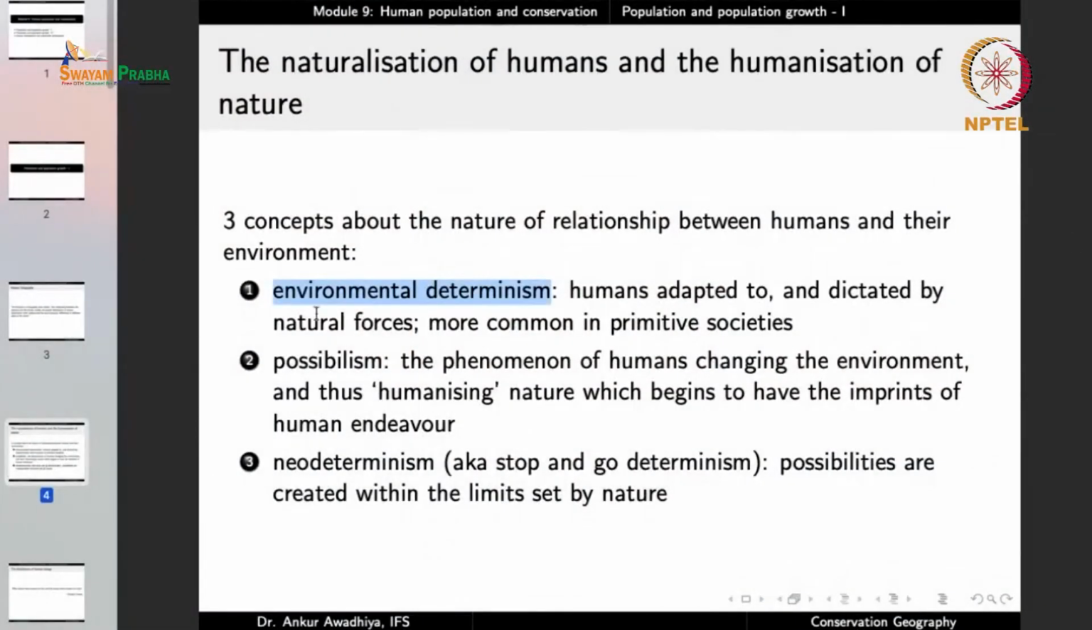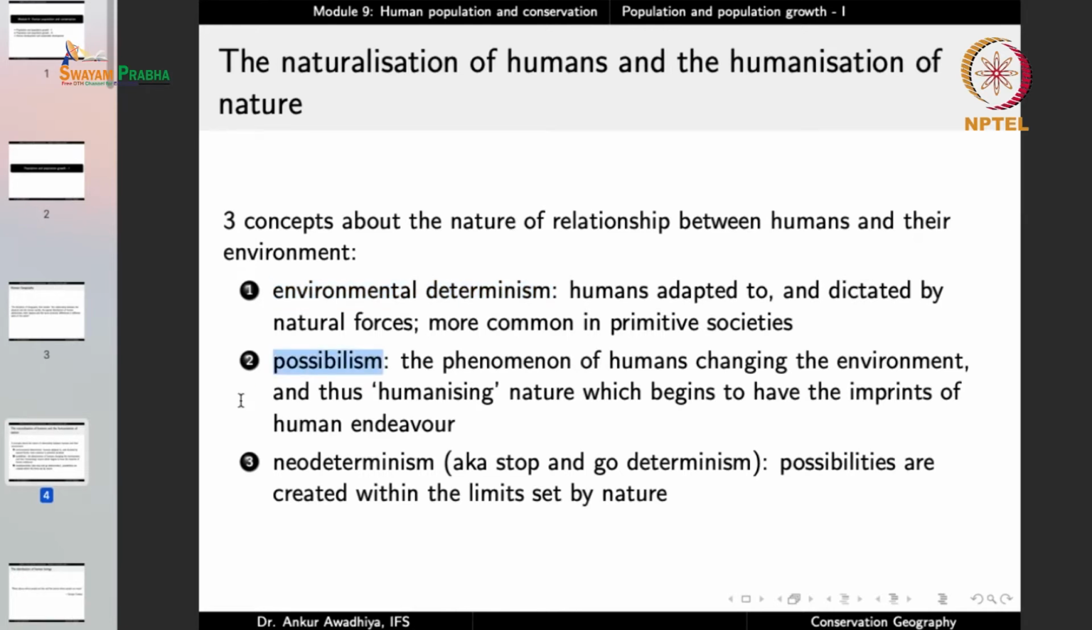Now, the humans could not grow their own crops or rear the animals by themselves, because they were at the mercy of nature. The environment determined what they were doing. Whatever was available, that was used, and if things were not available, there was hardly anything that humans could have done. So in this stage, nature predominated. The humans had very little, if any, impact on nature. So that is environmental determinism, the stage where the environment determines things.